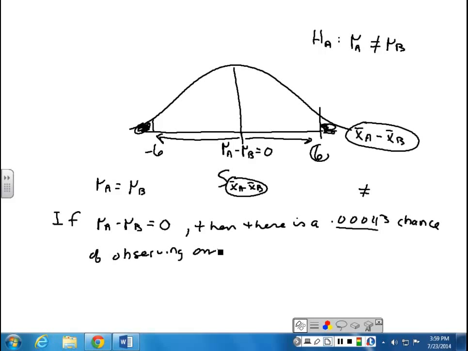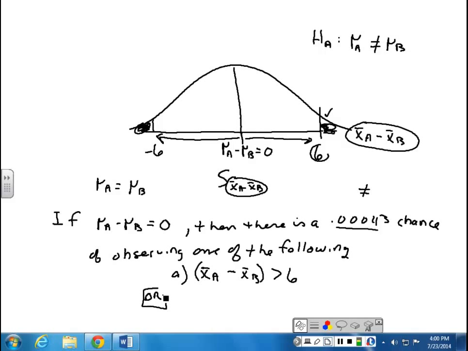So I'm going to put it this way, one of the following: x bar A minus x bar B greater than 6. That's the easy one. It's easier to see and think about. Or, again, basing this on the hypothesis that we had, which was two-tailed, getting x bar A minus x bar B less than minus 6. So in this area out here.